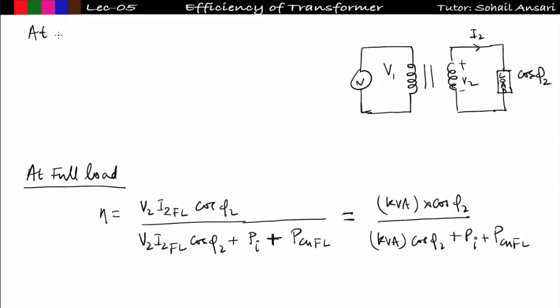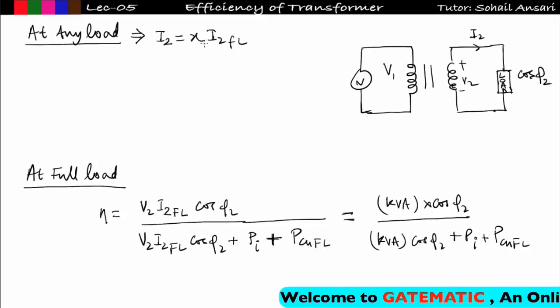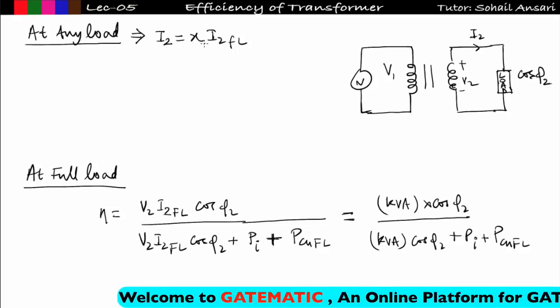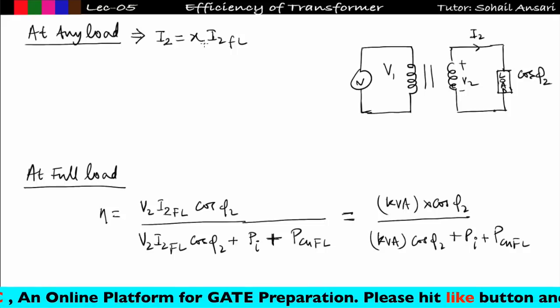Now let us consider any load. I am not talking about the full load, I am talking about any load. Let us say half load or 1/3 load or 2/3 load, the transformer is working at any load, we don't know. So in that case, what will be the current drawn by the transformer? The current drawn by the load from the transformer, I2, will be equal to X times I2 full load, where X is the fraction of load. Suppose the transformer is working at half load and the full load current is 50 ampere, then the current flowing at half load will be 1 by 2 multiplied by 50, that is equal to 25 ampere.